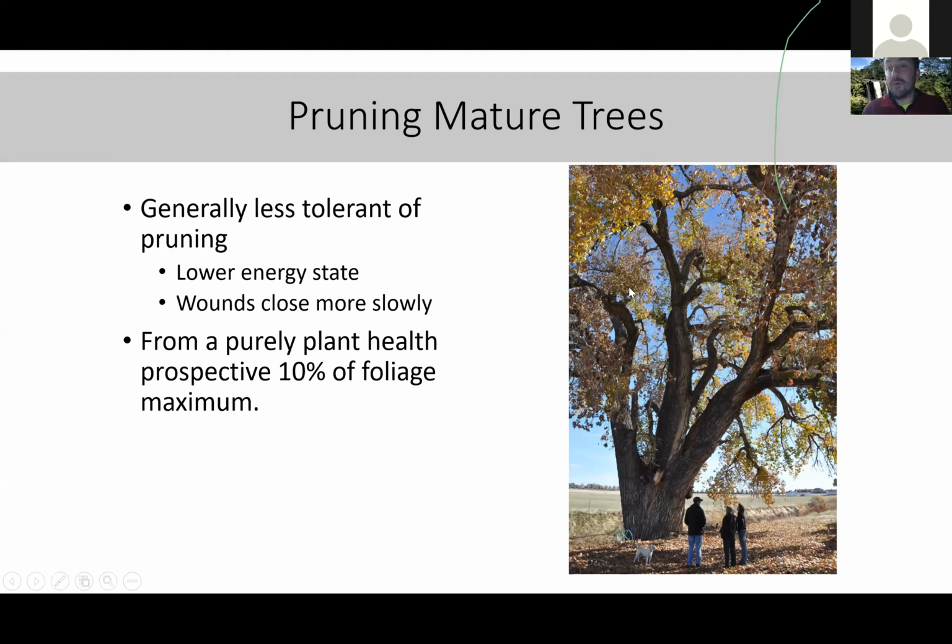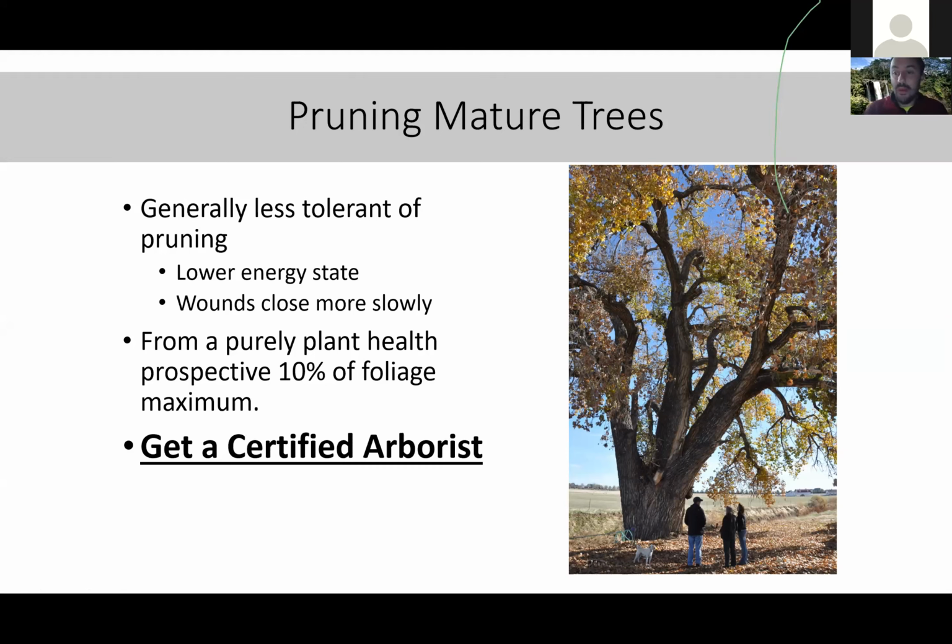Also, pruning wounds tend to close more slowly with mature trees, particularly pruning wounds in the interior of the canopy, because there's less leaves there and thus less photosynthesis going on and less energy produced to close wounds in those areas. So again, 10% or less of their canopy should be removed from a plant health perspective, although in the real world, oftentimes we do more. The big thing is get a certified arborist.